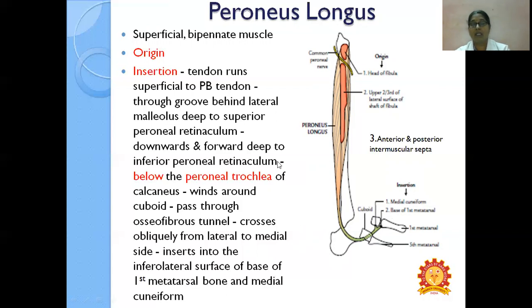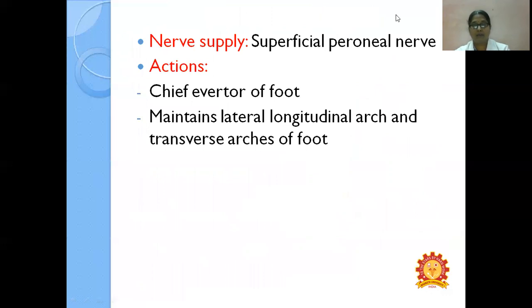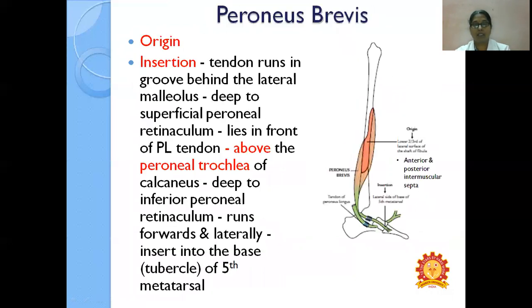So this is about the course and insertion of the peroneus longus. So origin is from the head and shaft of the fibula and the intermuscular septum. Nerve supply, all these compartment muscles are supplied by the superficial peroneal nerve. Action, this is the chief everter of the foot. So it causes eversion of the foot and it also maintains the lateral longitudinal arch and transverse arches of the foot. So these are the actions of the peroneus longus.